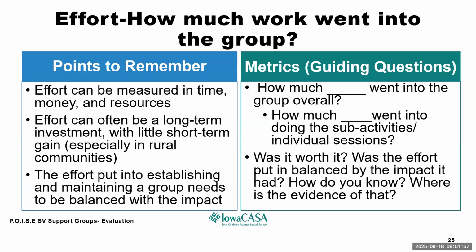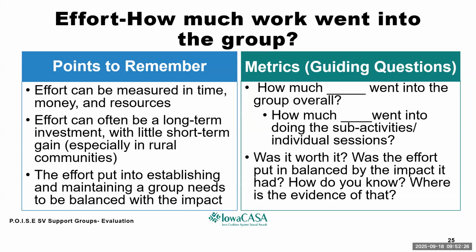So when we're thinking about our metrics, they are how much time or energy or planning went into the group overall. How much planning went into planning the sub activities and individual sessions. And in turn, was that effort worth it? Was that effort balanced by the impact that it had? How do we know? And where is the evidence of that?